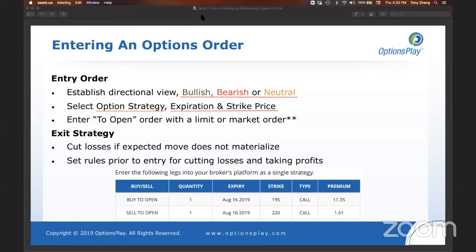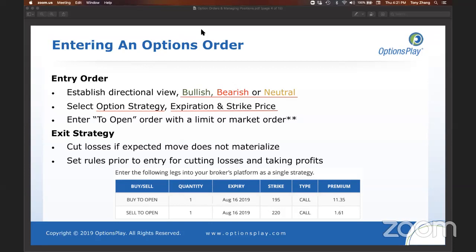Now, for those of you who are brand new, I highly recommend taking a look at some of our webinars on different strategies, understanding what strategies make sense, and best practices for expirations and strike prices. But once you have all those things lined up, how do you actually enter them?